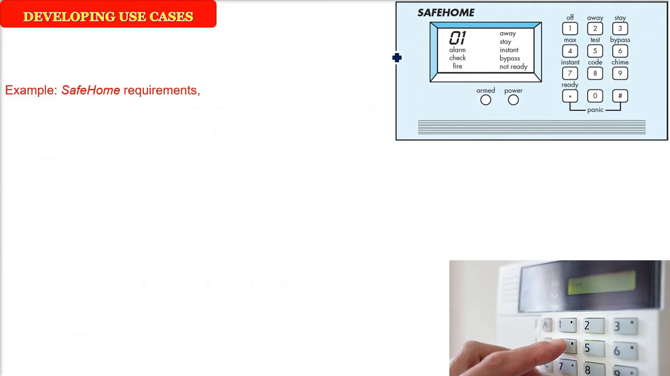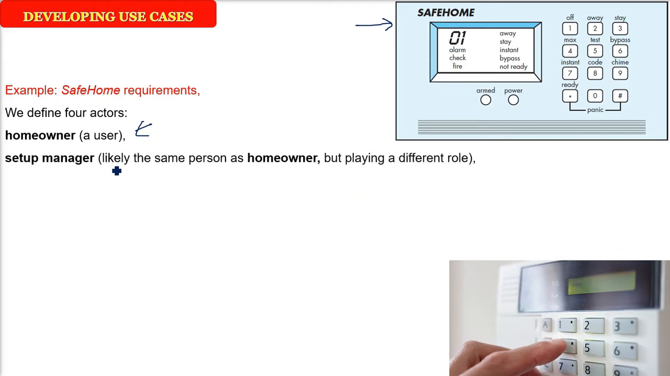Now we are developing a proper use case. For this, we will take an example of a home security system, which is normally found in all the houses nowadays. So this is a safe home and we are trying to get the requirements. We are eliciting the requirements because something can happen. We will define 4 actors here. The person who is going to interact is the homeowner, and then the setup manager. He may normally be the owner, but he may be playing a different role. The homeowner and setup manager roles are different, though the person can be the same.